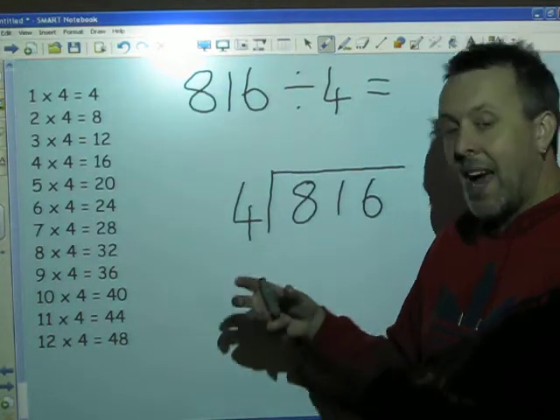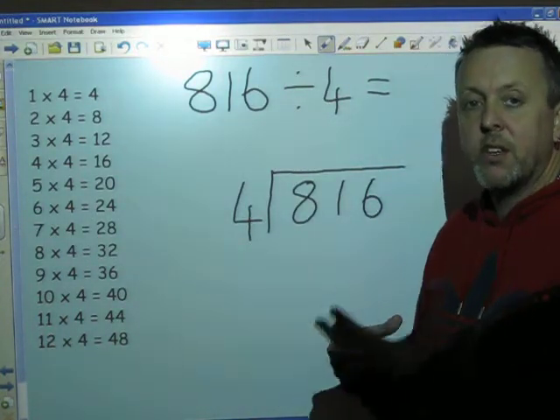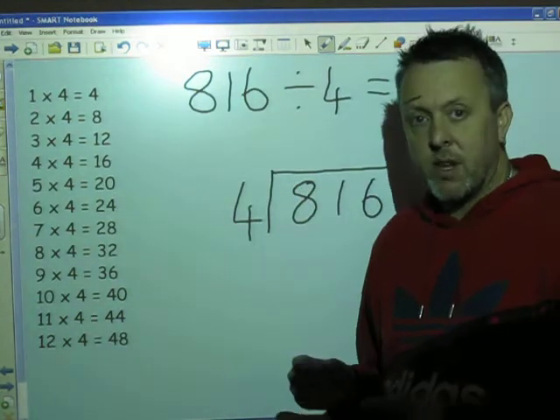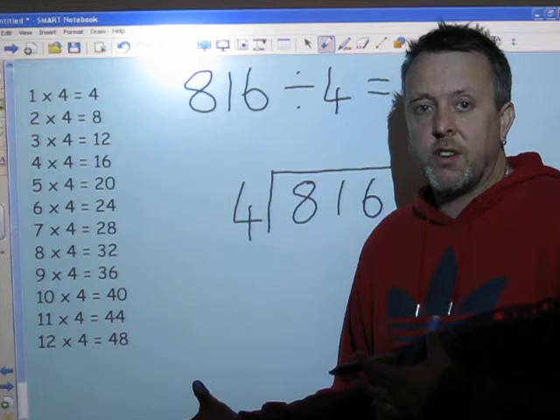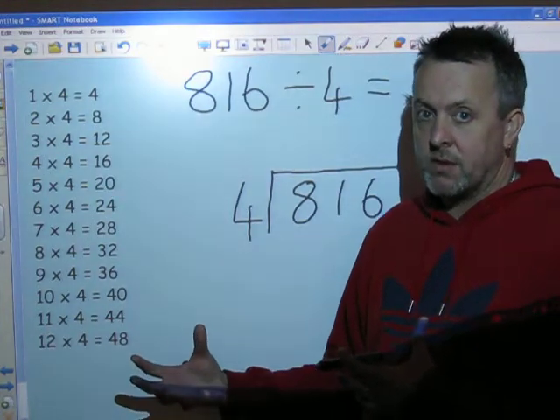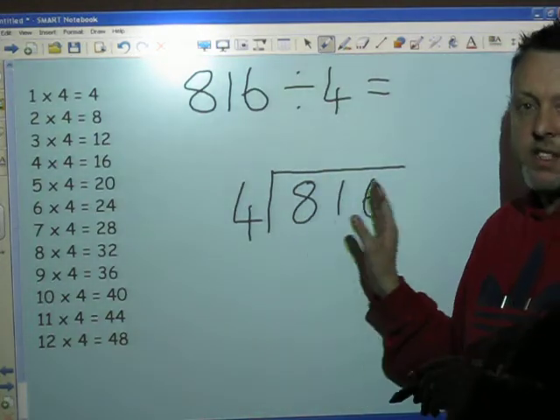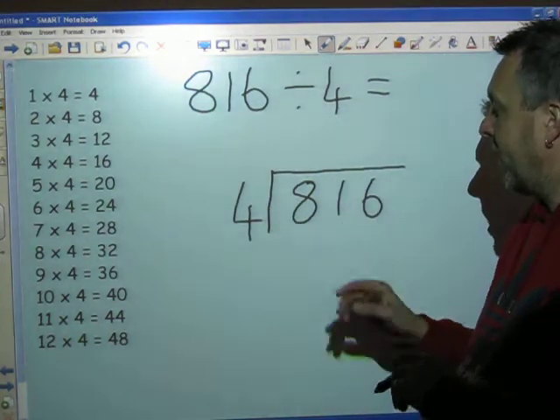Because we're finding out how many 4s go into a number, we'll be using our 4 times table. Now up here I've written the 4 times table. You can do this at the side of your calculation, just rough notes. And we're going to be dealing with these numbers individually. We're just going to work our way through.